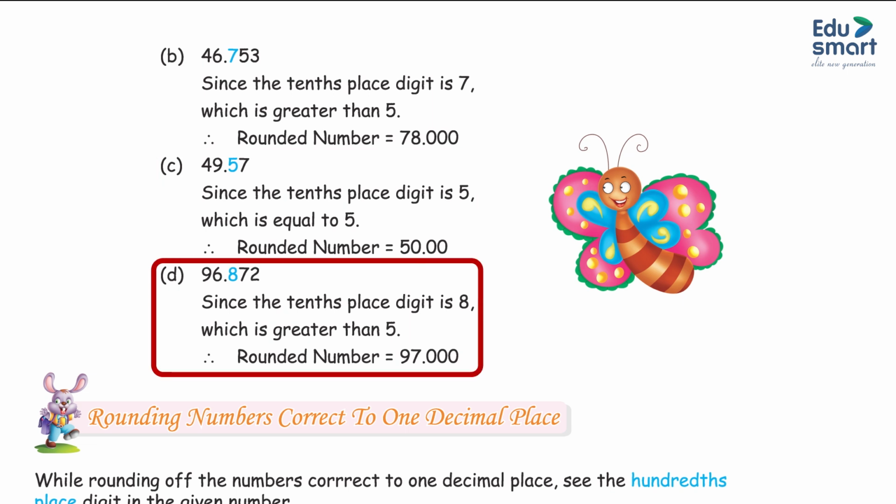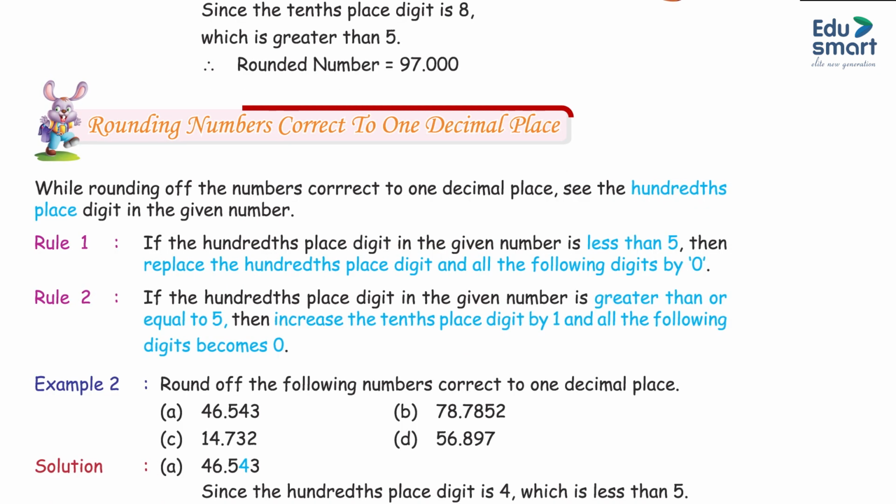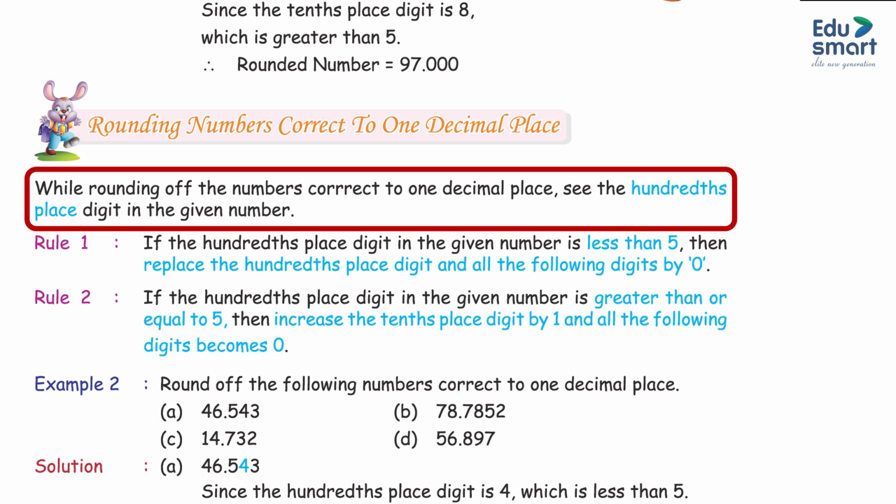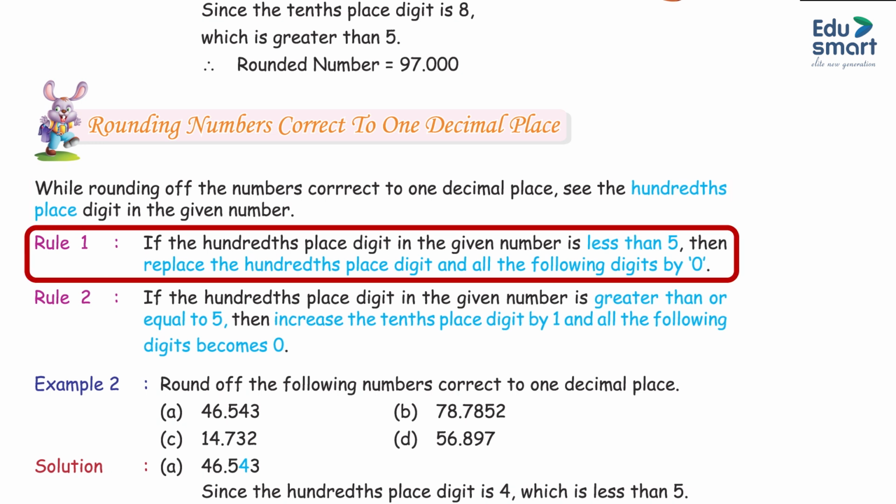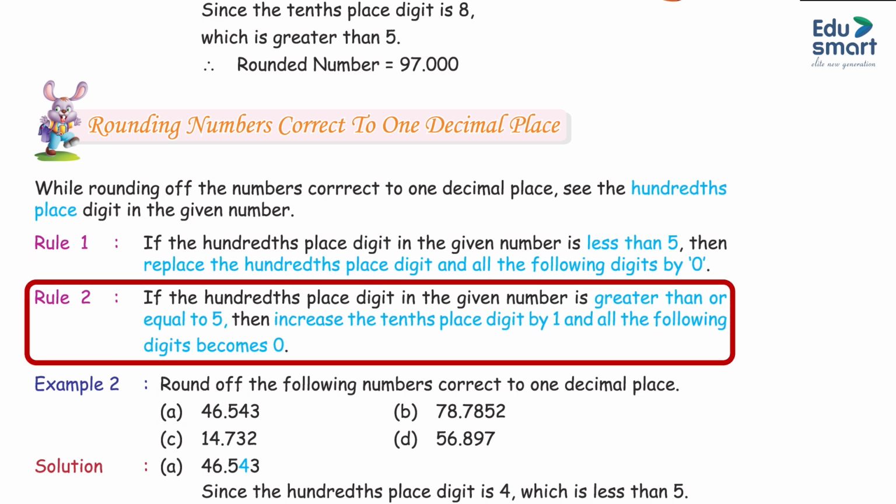D: 96.872, since the 10th place digit is 8 which is greater than 5, rounded number 97.000. Rounding number correct to 1 decimal place. While rounding off the numbers correct to 1 place, see the 100th place digit in the given number. Rule 1: If the 100th place digit in the given number is less than 5, then replace the 100th place digit and all the following digits by 0. Rule 2: If the 100th place digit in the given number is greater than or equal to 5, then increase the 10th place digit by 1 and all the following digits become 0.